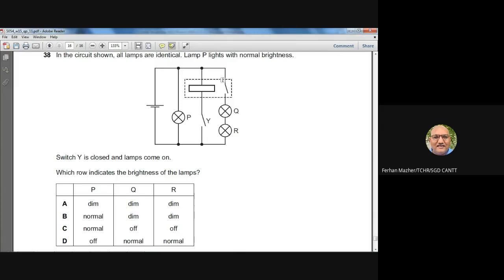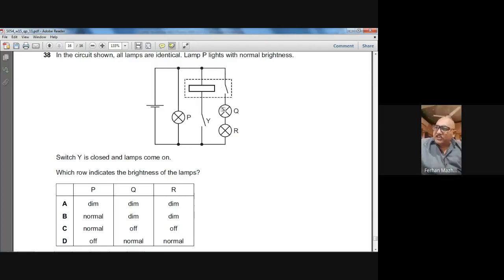Now you see the voltage drop, because they are parallel to each other. The voltage drop in this branch will be equal to the EMF of the battery, and the voltage drop on this branch will also be equal to the EMF of the battery. But in this branch you have only one lamp, so the full voltage will be available to this lamp P.